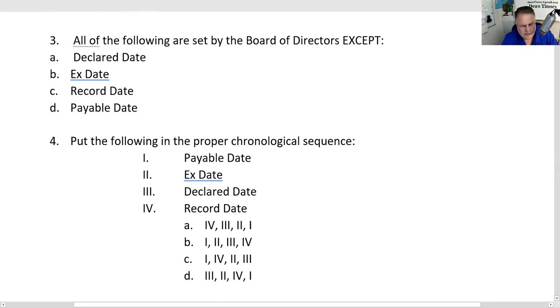A good way to remember the proper chronological sequence for dividends is the declared date, the ex date, the record date, the payable date. So, test-taking trick here, I could shop this answer set and say, okay, I need the declared date first. That's Roman numeral 3. And the only one that starts with Roman numeral 3 is choice D, as in dog. So test-taking tricks: I suggest learning the information, but when all else fails, test-taking tricks aren't bad.